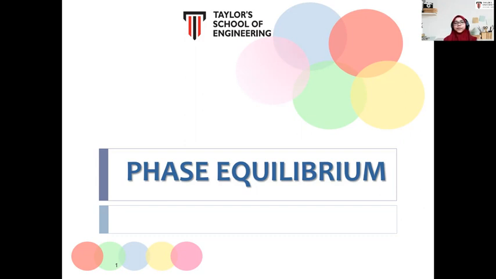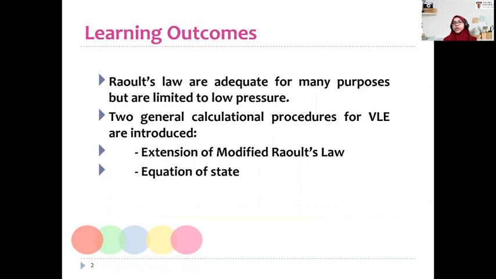Before we proceed to the flow sheeting by using a simulation tool, I will summarize the topic related to the phase equilibrium, specifically the vapor liquid equilibria that we have learned previously. Okay, previously we have differentiated between the real and ideal condition. For the ideal condition, we do not consider the interaction among the species since it operates at low pressure or low temperature. But for a non-ideal condition, the interaction among the species has been taken into account.